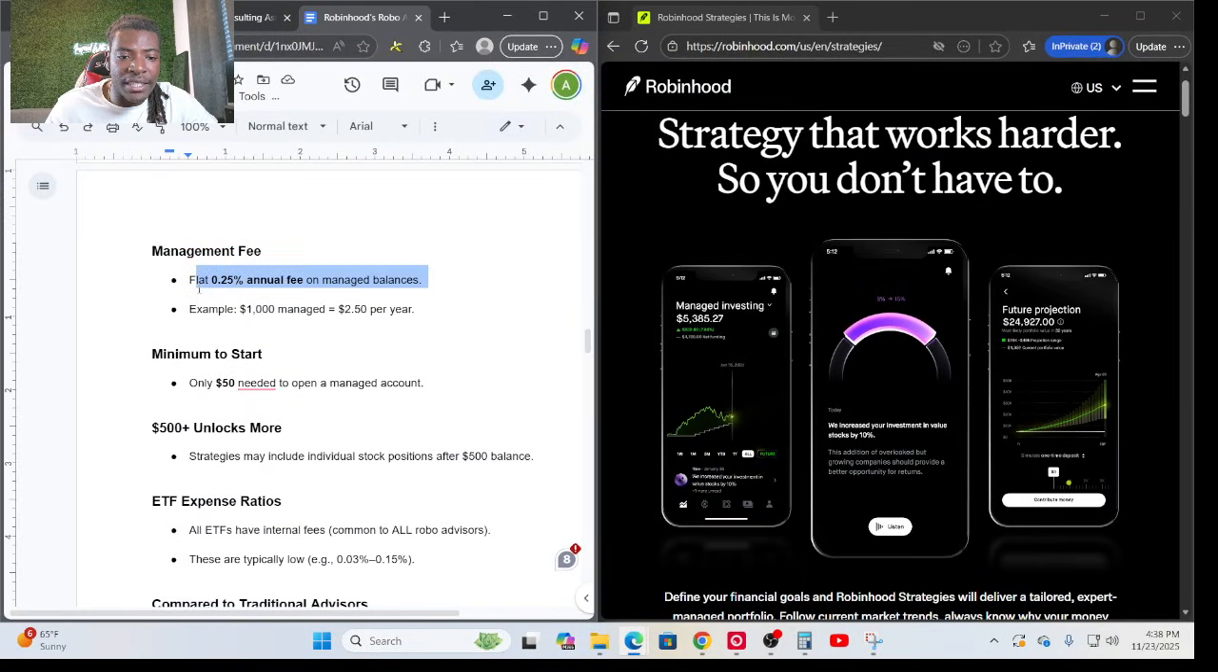So a flat 0.25% annual fee on managed accounts. For example, if you have $1,000, that equals $2.50 per year. Pretty self-explanatory. If you have $100,000, you can kind of break it up and do the math, exactly what it looks like. It'll come out to $250. Minimum to start: only $50 is needed to open up a managed account.